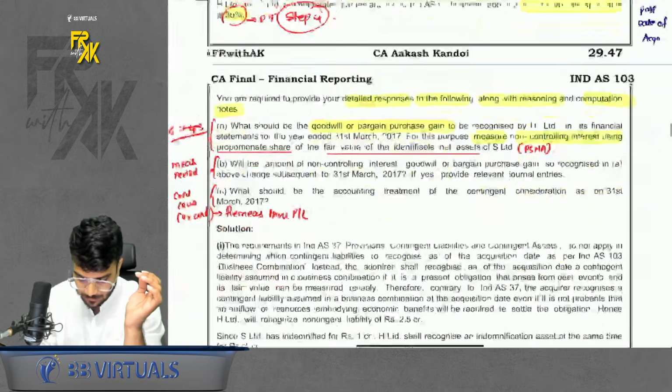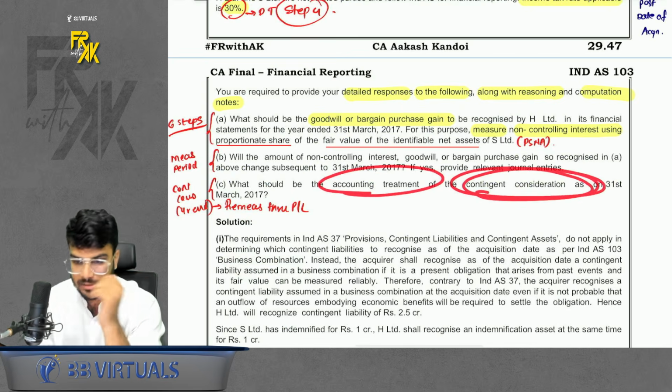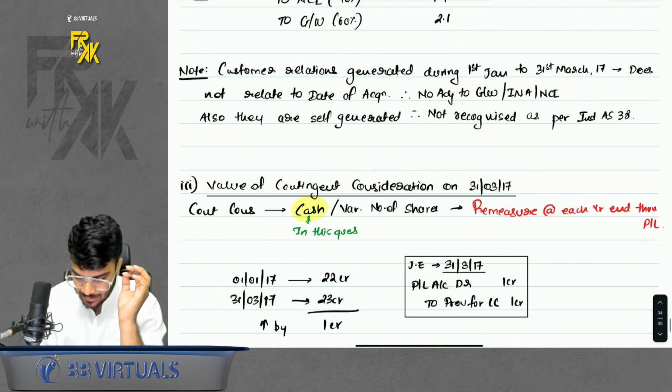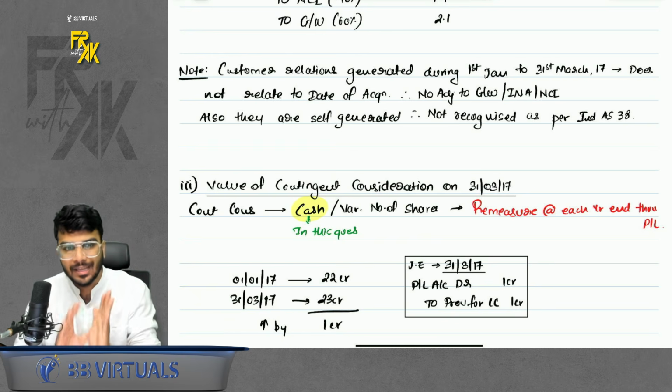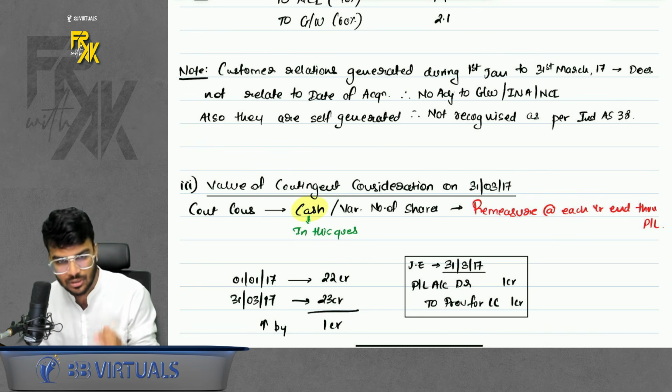Apart from this, there is a third part of the question also. It is asking what will be the accounting treatment of contingent consideration? Remember, we discussed this. Contingent consideration, if it is promised in cash or a variable number of shares, at year end we will remeasure it through P&L. So on day 1 we included fair value in PC, done. Now in this question, it was promised in cash, so we will remeasure it.